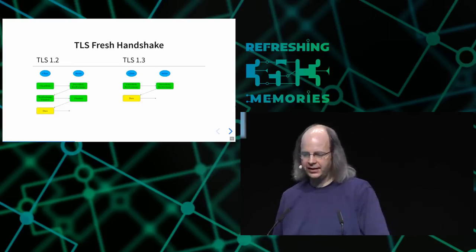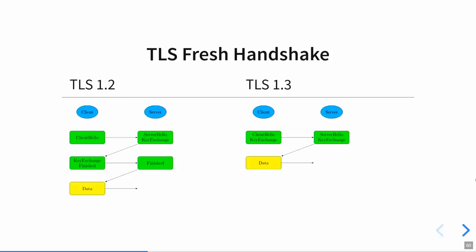I'm showing here the handshake, and this is very simplified. I've only added the things that matter to make this point. But if you look on the left, if we do a handshake with an old TLS version, it starts with the client sending a client hello and some information, what version it supports, what encryption modes it supports. Then the server sends back which encryption modes it wants to use and a key exchange. And then the client sends its part of the key exchange and the so-called finished message, and then the server sends a finished message, and then the client can start sending data.